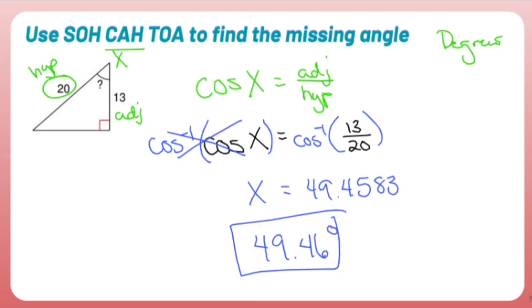All right. So in this case, X, 20 and 13 were my hypotenuse and my adjacent, which is A and H. Use cosine, use inverse cosine, type it in your calculator or Desmos or whatever it is that you're using, and you're good to go.